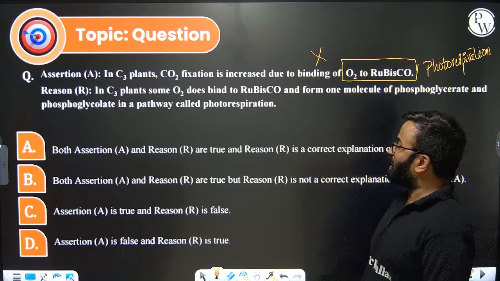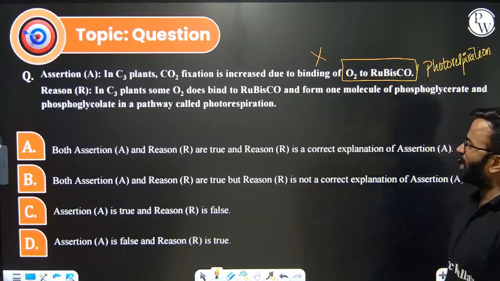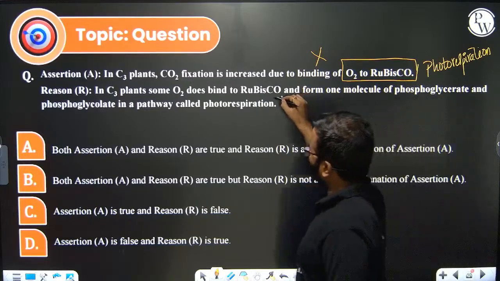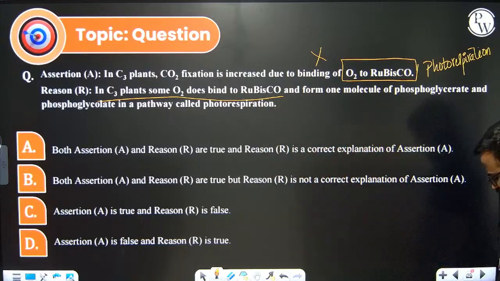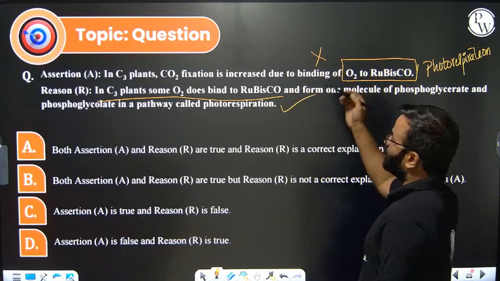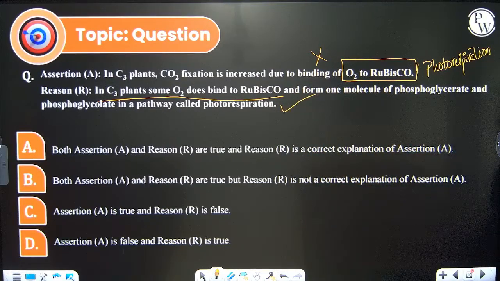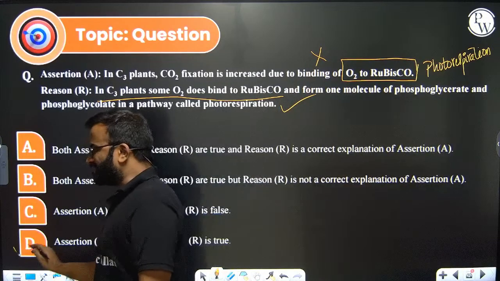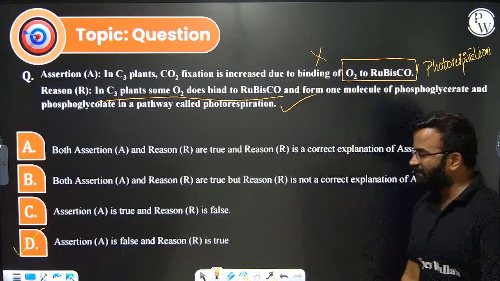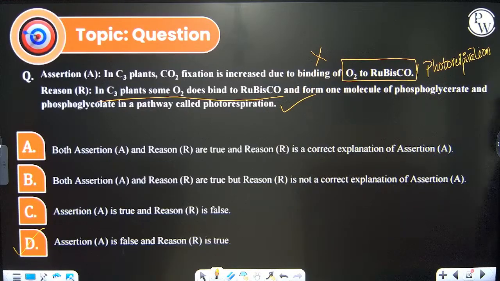In C3 plants, some oxygen does bind to Rubisco. Yes, that's the reason why photorespiration occurs and forms one molecule of phosphoglycerate and phosphoglycolate in a pathway called photorespiration, which is true as a statement. So our answer would be D. Am I clear, guys? Hello?